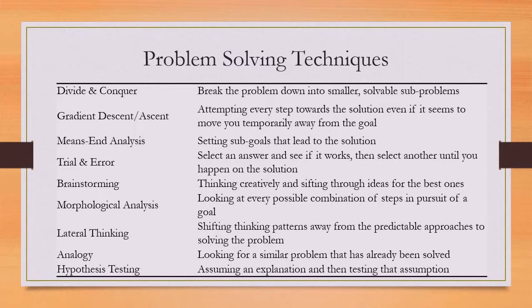The next one would be lateral thinking. This is shifting thinking patterns away from the predictable approaches to solving the problem. Next one would be analogy. This is looking for a similar problem that's already been solved, and then looking at the similarities and analyzing these to reach your goal. And then finally there is hypothesis testing. This is assuming an explanation and then testing the assumption in hopes of finding your goal.